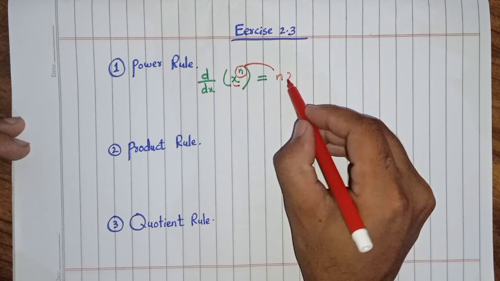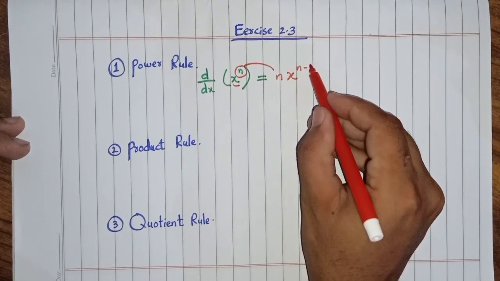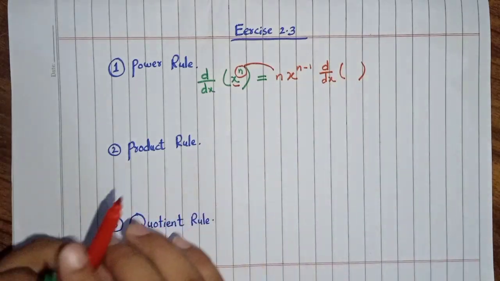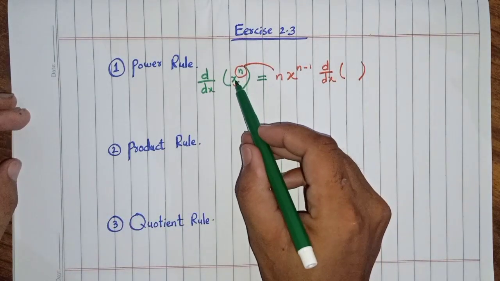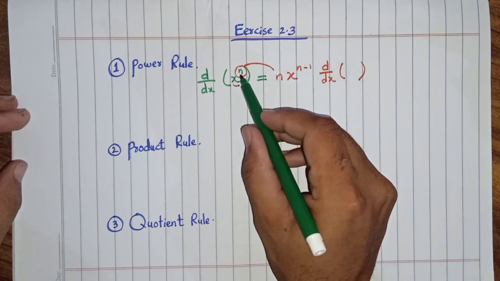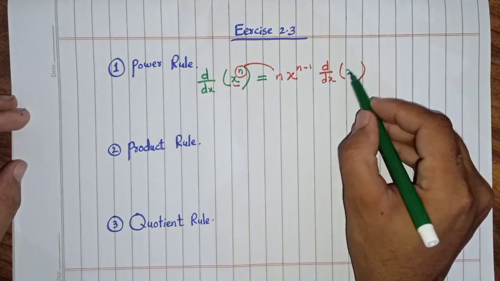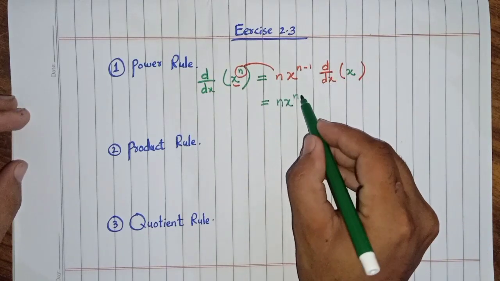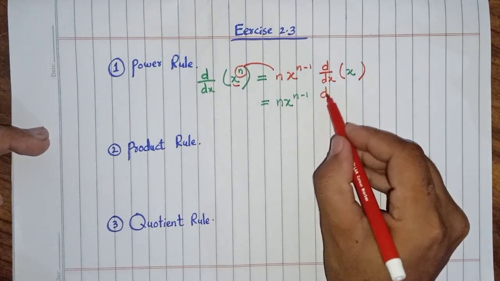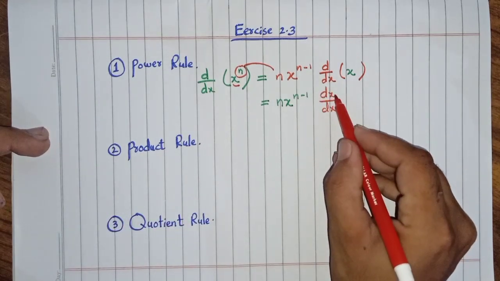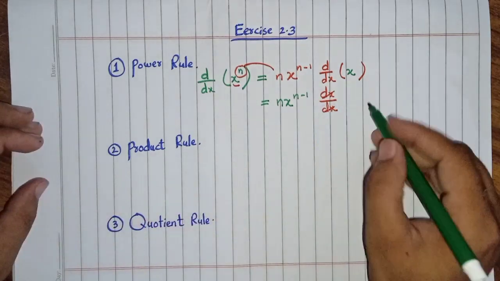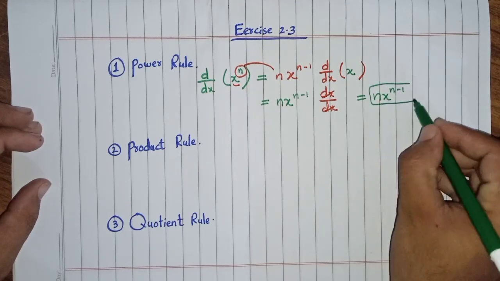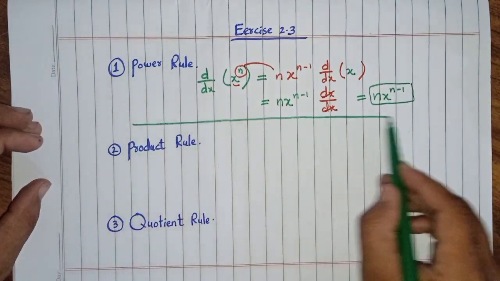This is x raised to the power n minus 1 and d over dx. Here we will write the function or variable on which the power is appearing. So here is power n on variable x, so here we will write x. So this will become nx^(n-1) and this will be dx over dx, which is equal to 1. So this will be equal to nx raised to the power n minus 1. This is called power rule. Here we will apply it on questions.